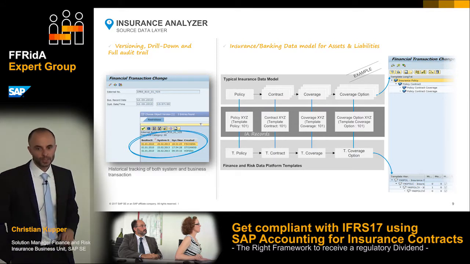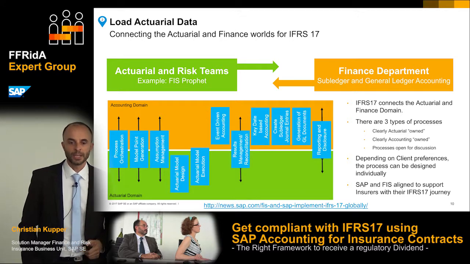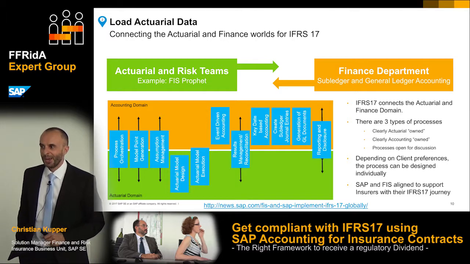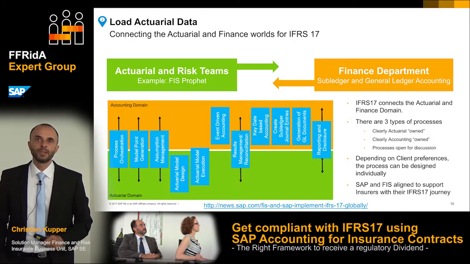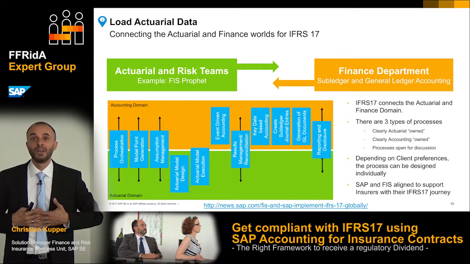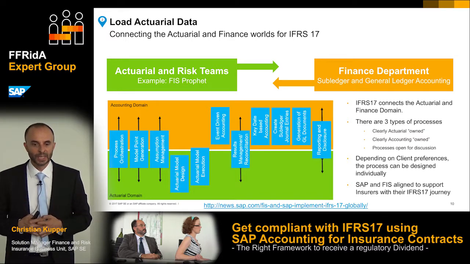Step 1, as mentioned before. Step 2 would really be to load actuarial data, and this is, I would say, the most critical process in the discussion. So the insurers have to go through a finance transformation project. All these discussions internally, finance and actuarial worlds have to come closer together. They have to discuss and so on.